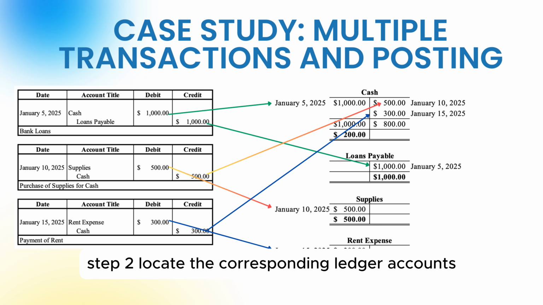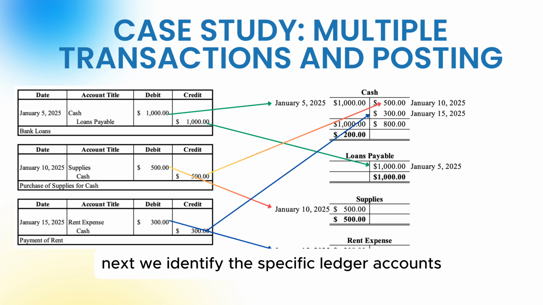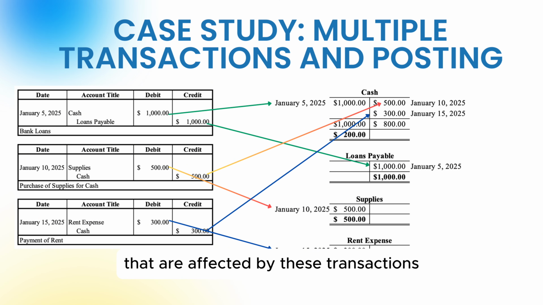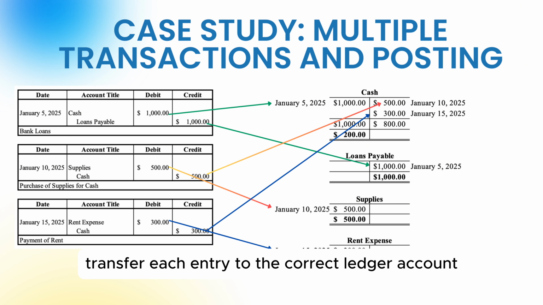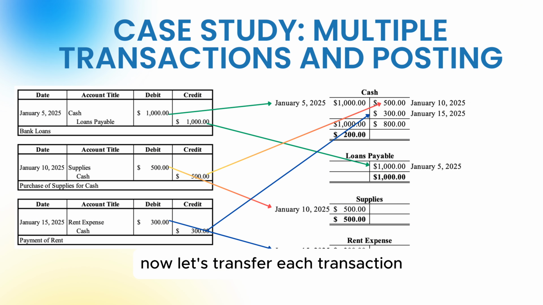Step 2. Locate the corresponding ledger accounts. Next, we identify the specific ledger accounts that are affected by these transactions: cash account, loans payable account, supplies account, and rent expense account. Step 3. Transfer each entry to the correct ledger account. Now, let's transfer each transaction.